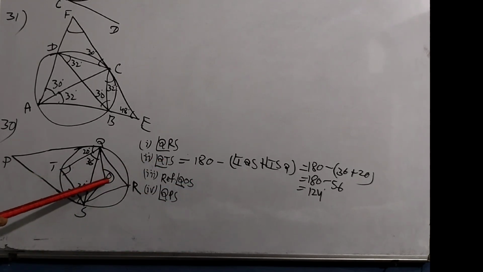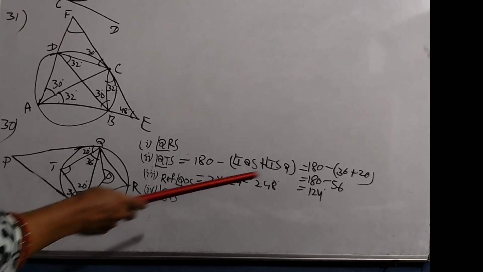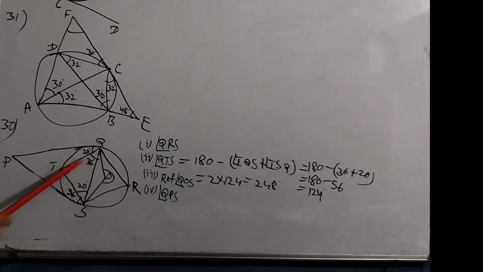Now from this side, this is the same segment angle. Here is the center. The angle subtended at the center is double. So here it is 124, so this is 2 times 124. So reflex of QOS is 2 into 124, that is equal to 248. QTS angle equal to 124.